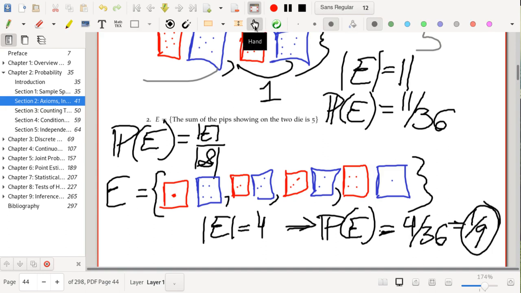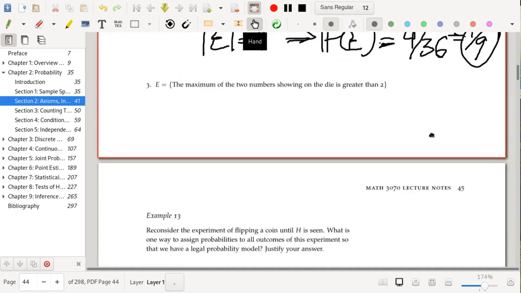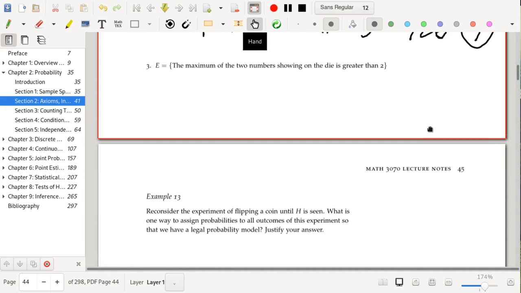Okay, next part. E is the event where the maximum of the two numbers showing on the dice is greater than 2. Now here's the thing, though. There's actually a lot of outcomes in this event. We could attempt to figure out how many outcomes there are where the larger of the two numbers is greater than 2. Well, let's see. We could even have 3,1; 3,2; 3,3; 3,4; 3,5; 3,6. All the cases where the red die is 3, and that's already 6 such outcomes. And that's only for 3.